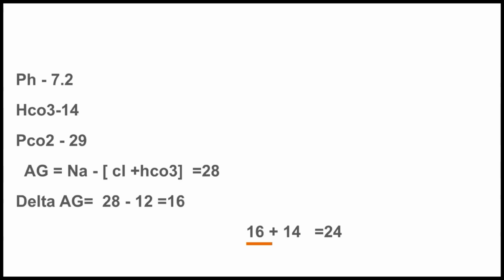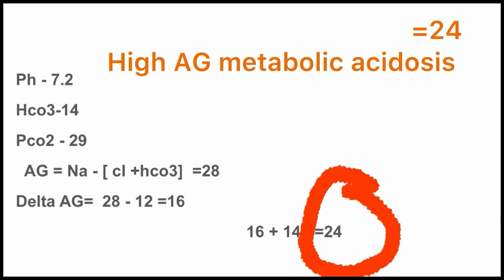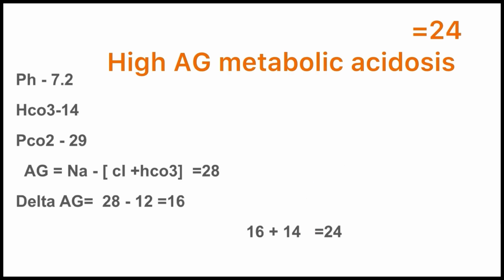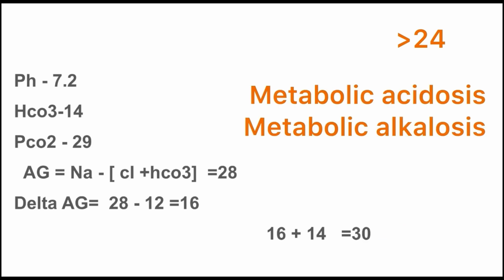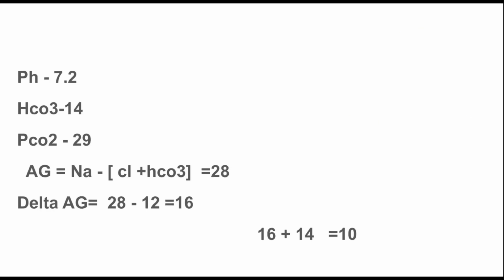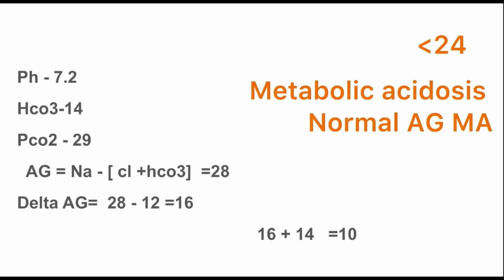If you add this delta anion gap 16 to the patient's bicarb, if you get a value of 24, that means the patient has only high anion gap metabolic acidosis. But if the value is more than 24, like in our case, then the patient has a high anion gap metabolic acidosis with metabolic alkalosis also. And if you get a value that is less than 24, then the patient has associated non-anion gap metabolic acidosis also. So basically we do delta anion gap to know the presence of mixed disorders.